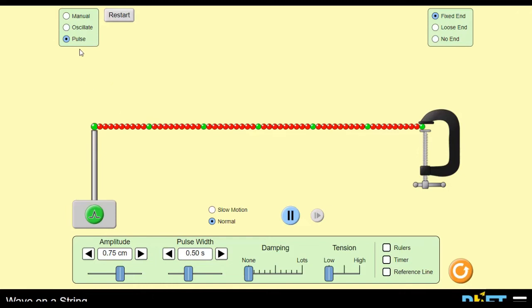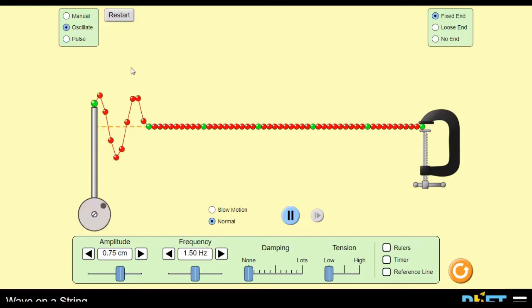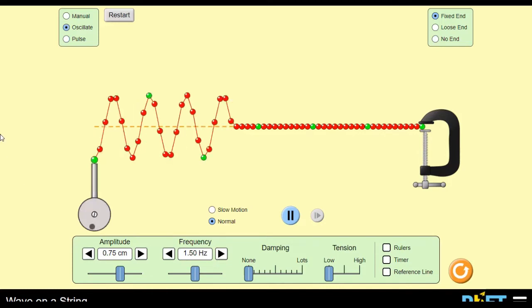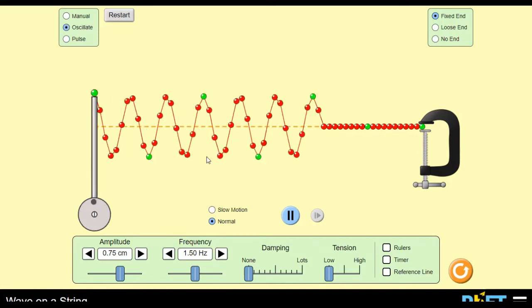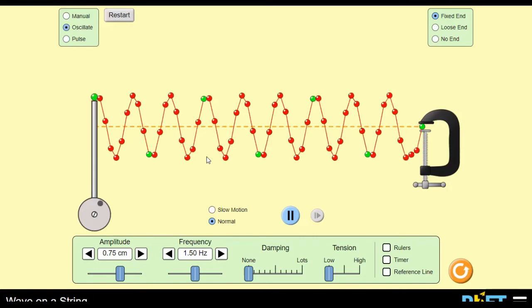What if it's not a pulse but a wave? Yeah. So here I choose oscillate. It will produce waves time by time, and it will make stationary waves. Okay, here. Okay, please see the moment when this stationary wave is produced.